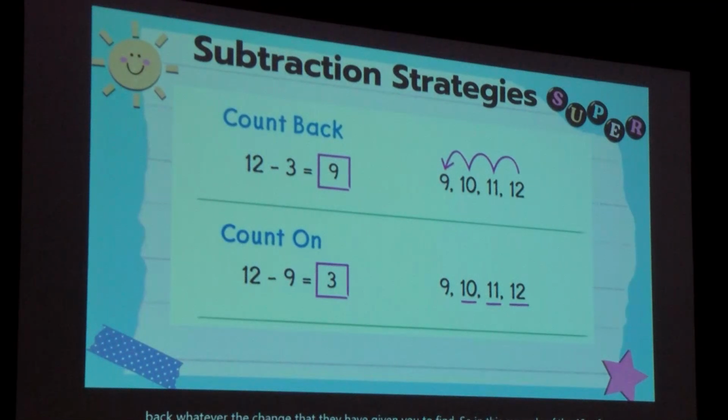You can use your counting on. A lot of students like to add. Subtraction sometimes is scary in first grade, and they like to add. So where they have their 12 minus 9, they would use that 9, and they will count on 3 more spaces to get to 12, and that's how they would check that answer.